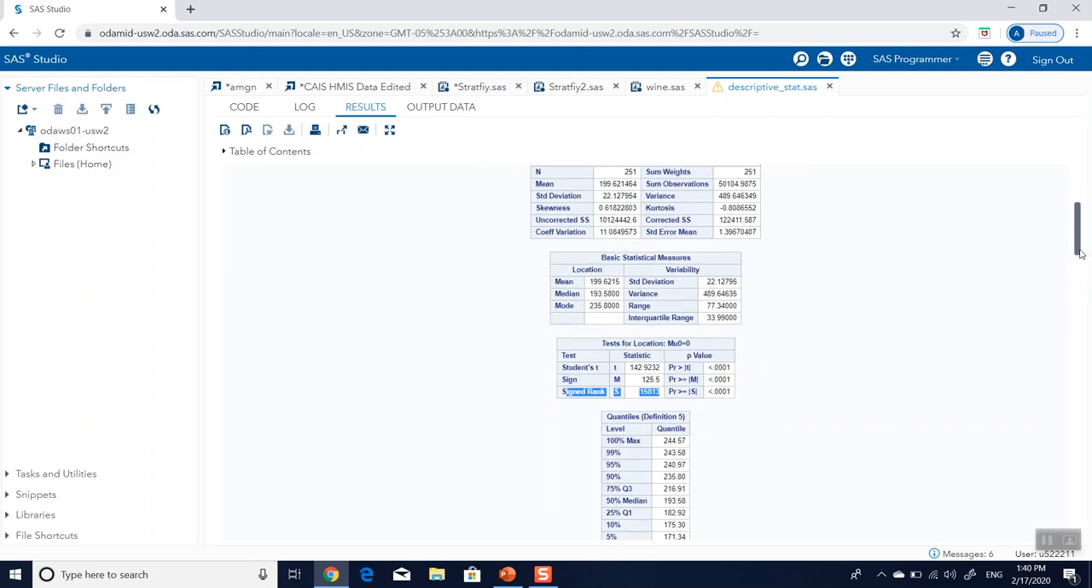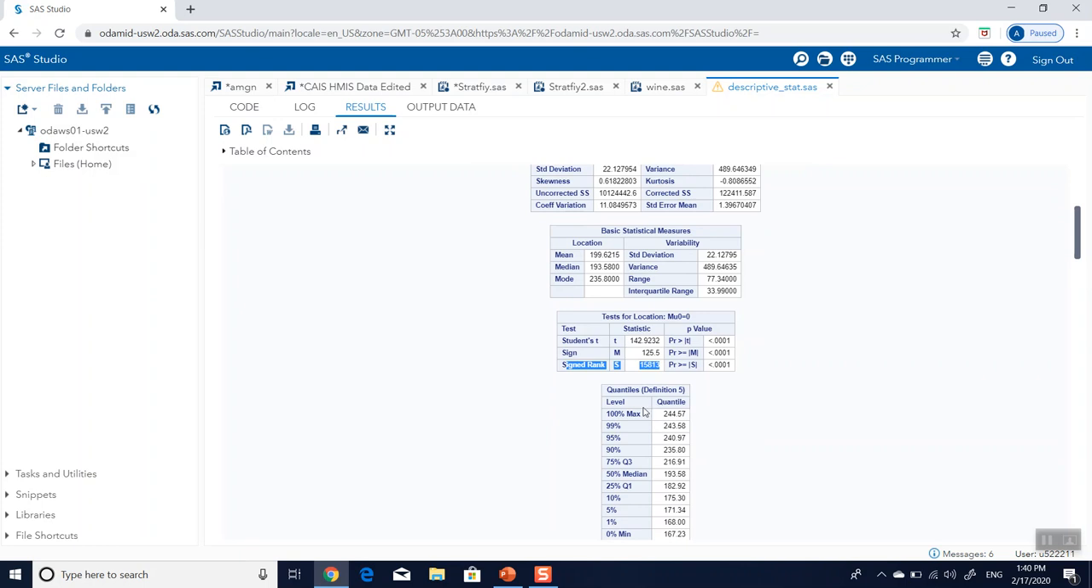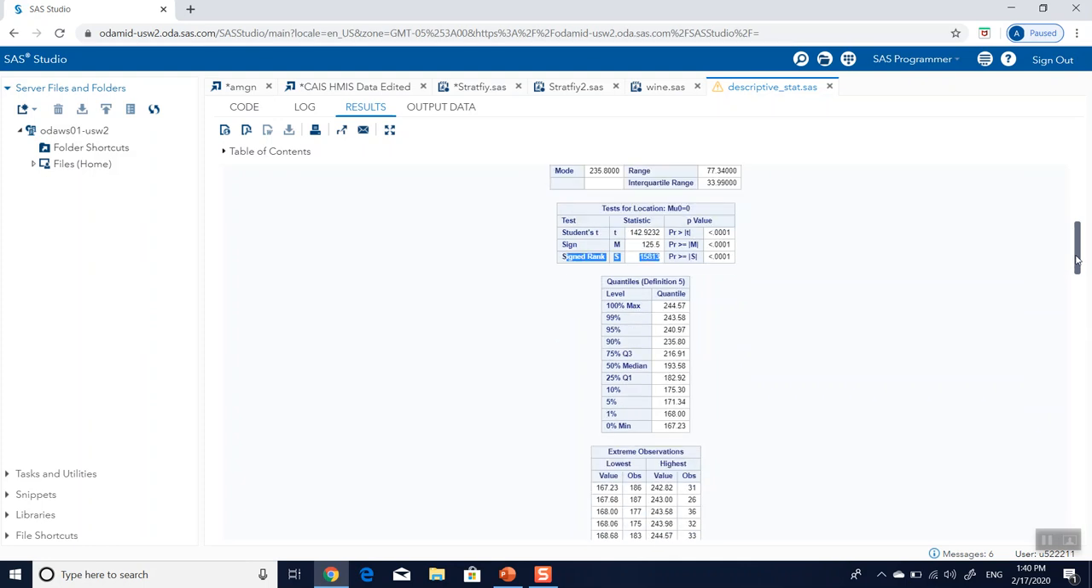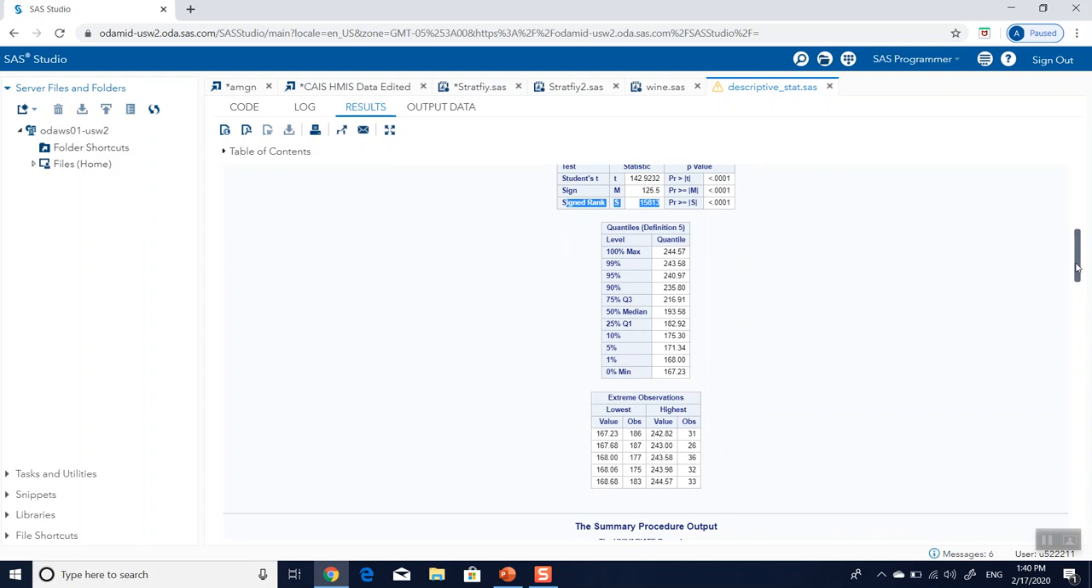Now for percentiles, we have 100 or the max, 99%, 95%, 90%, and 75%, 50%, 25%, 10%, 5%, 1%, and 0%, and so on. So this procedure programmatically is the simplest one, but it gives us the most information we need.